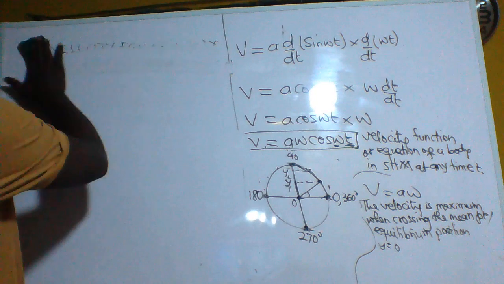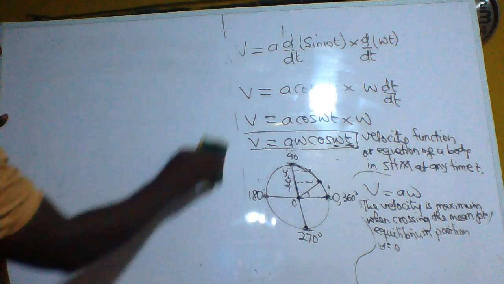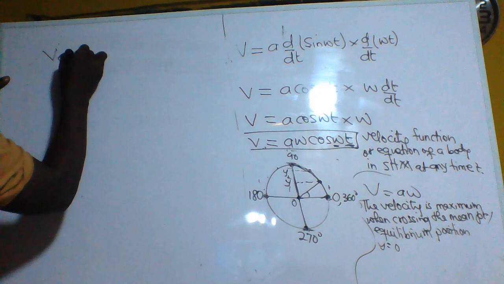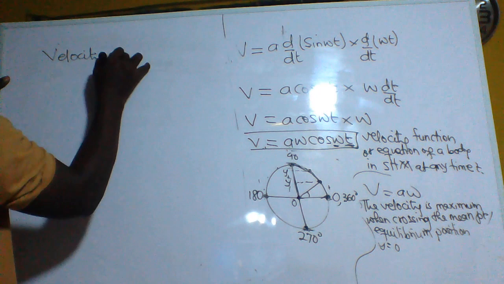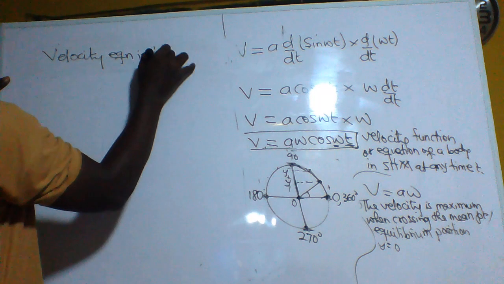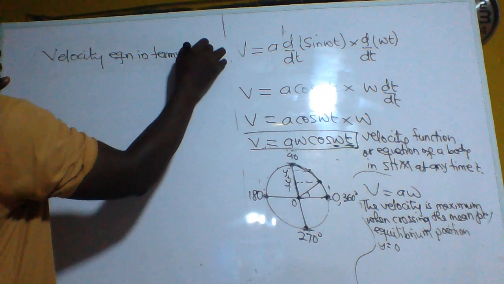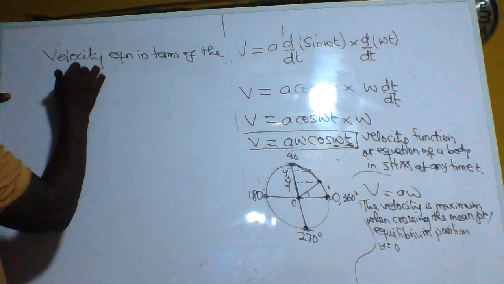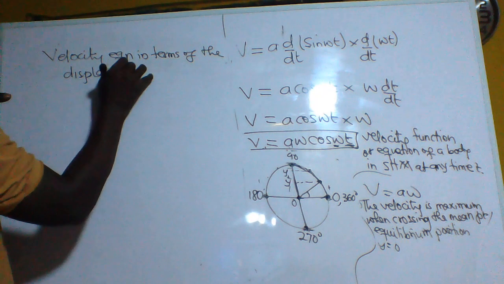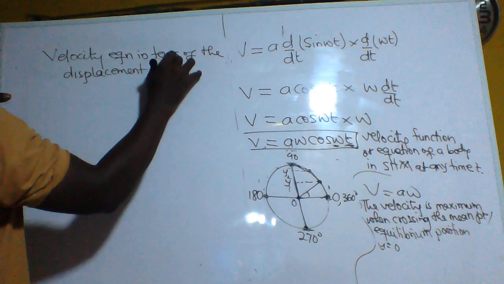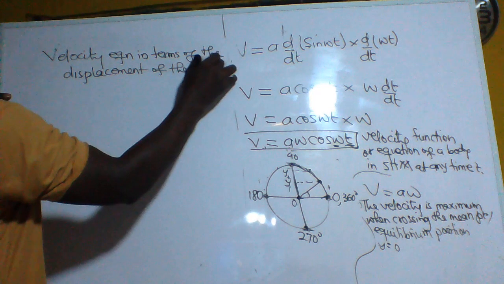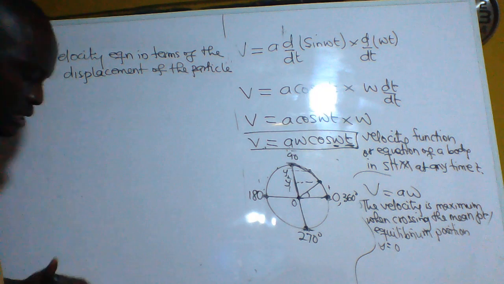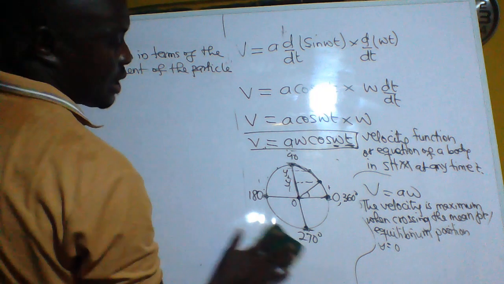So let's quickly have the velocity equation in terms of the displacement of the particle. So here you can be given the displacement along the y or the displacement along the x axis.